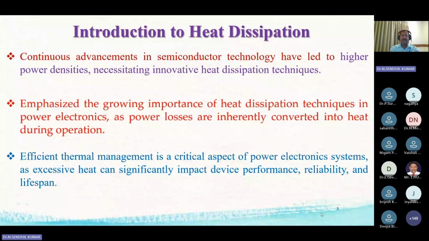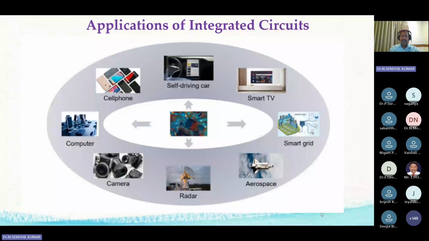If you see any components, any application, cell phone, self-driving car, smart TV, smart grid, aerospace, radar, camera, computer, and whatever electronic components we have, definitely integrated chips will be there. In those integrated chips, an enormous amount of heat dissipation will be there. For that, by default, heat sinks will be there, which you know very well. And apart from that, there are advanced technologies to dissipate the heat.